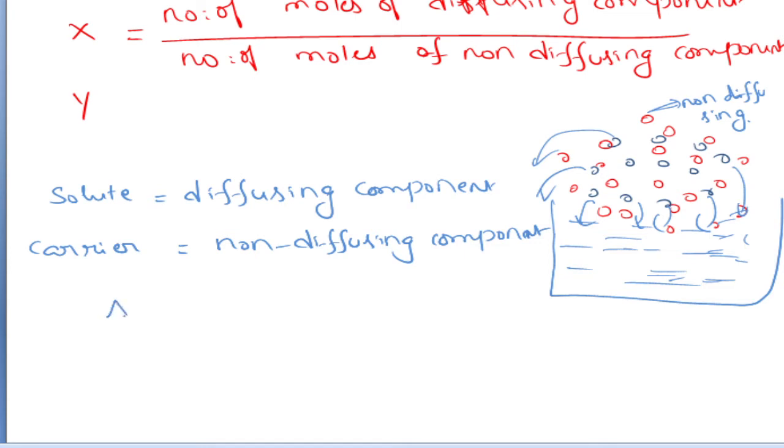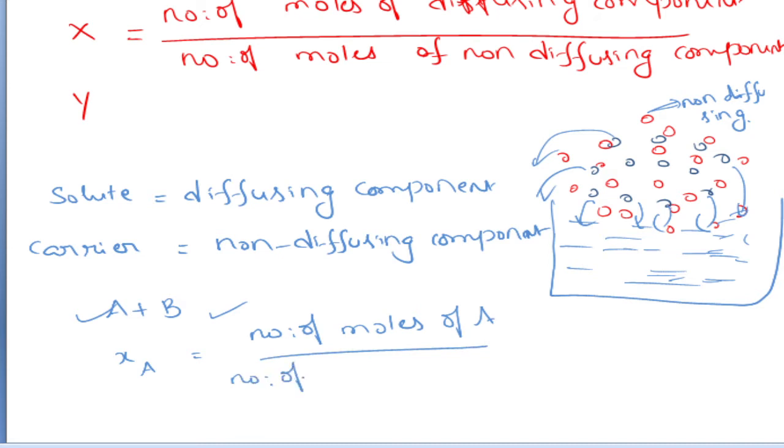So, if you have a binary mixture containing component A and component B, and you want to calculate the mole fraction, then mole fraction of A is equal to number of moles of A divided by number of moles of component A plus number of moles of component B. And similarly, Ya is equal to, so this is in the liquid phase, number of moles of A divided by number of moles of A plus number of moles of B in the gaseous phase. Similar definition, but in the gaseous phase.